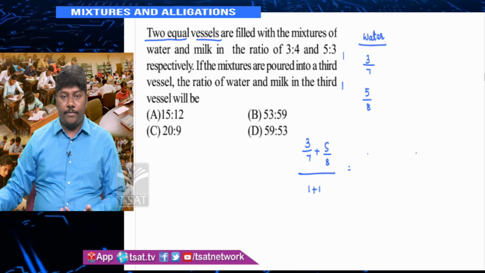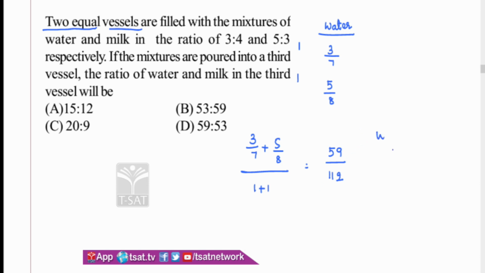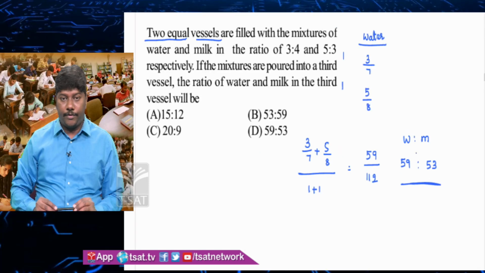24 plus 35, 59. 56 into 2, that is 112. So water is 59 and the remaining 53 is milk. So if I ask you what is the water to milk ratio, 59 parts out of 112 parts is water, then the remaining is milk, that is 53. Together they make 112. So the answer is 59 is to 53.